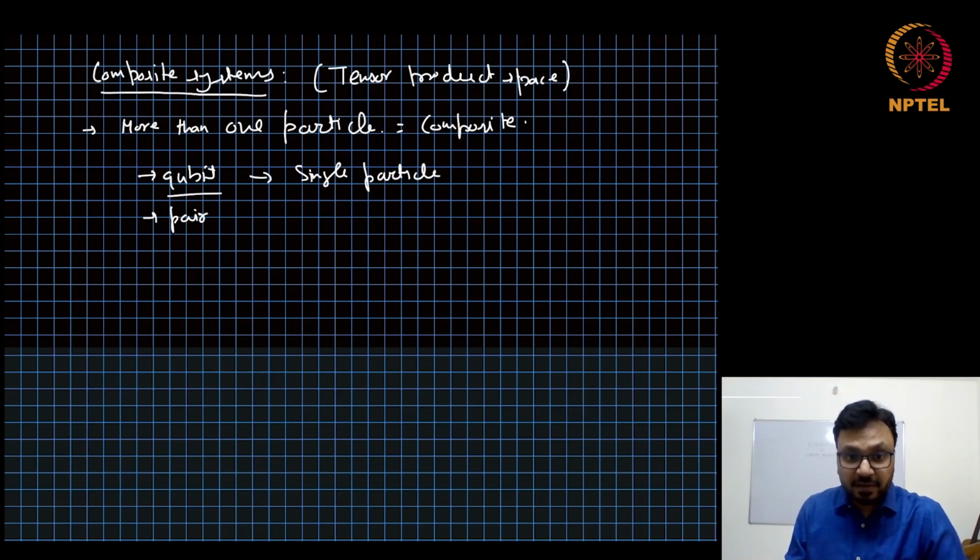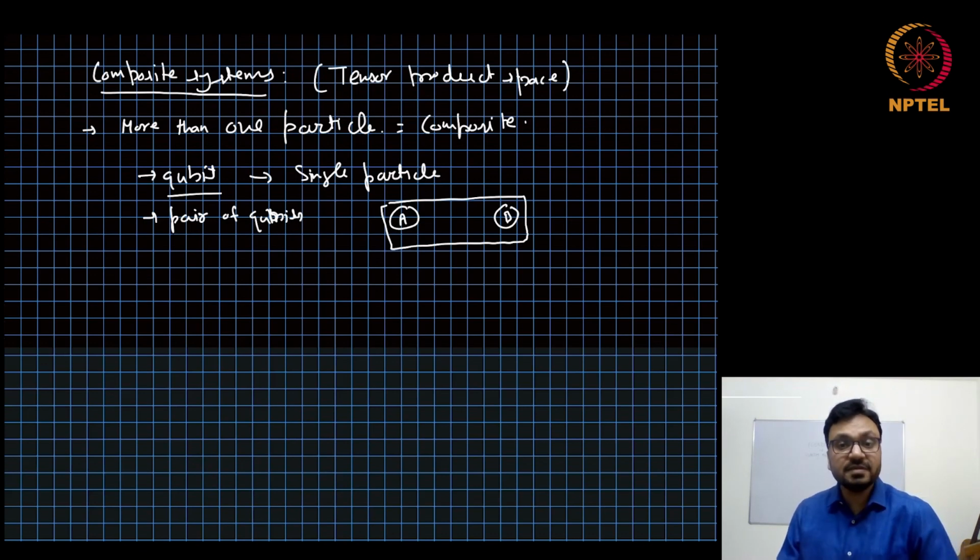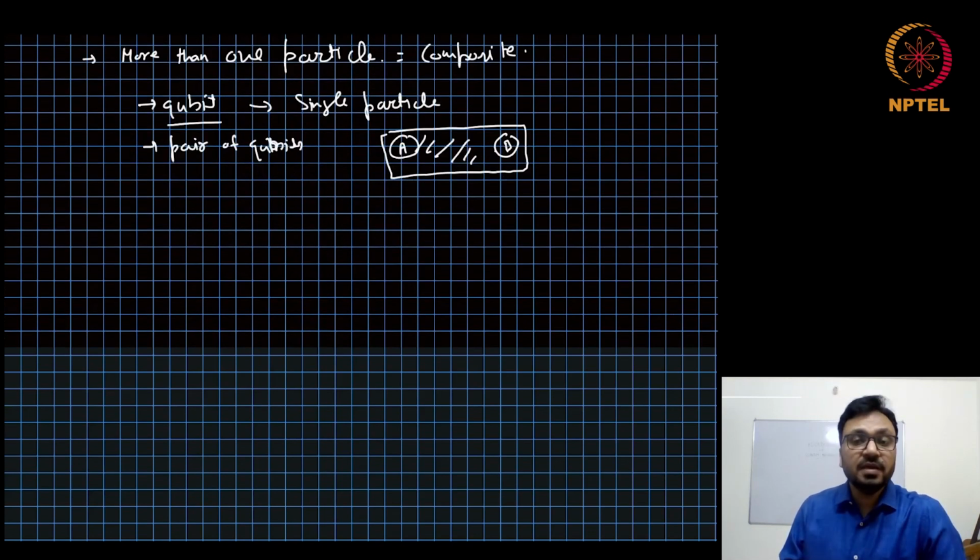Now, if we have a pair of qubits and we consider that as one quantum system, so we have qubit A and qubit B, and these two together we call a quantum system. They need not be present spatially, physically, at the same place. They can be at different places, but qubit A and qubit B belong together. So we will talk about the state of this two-qubit system together, and this becomes our composite system.